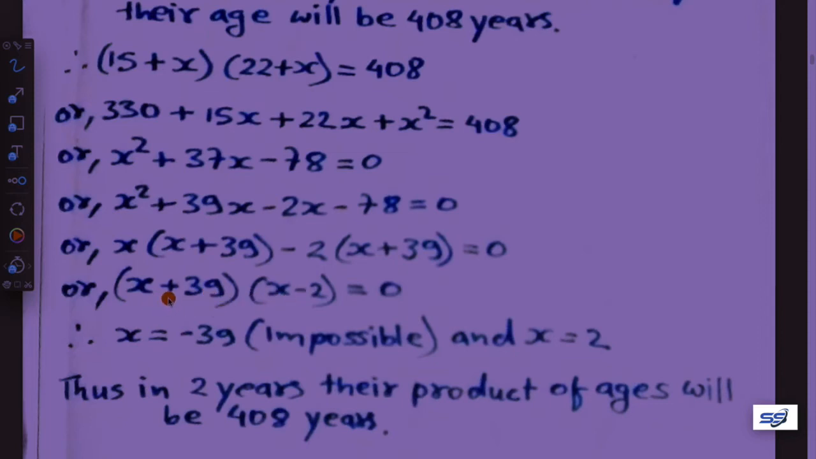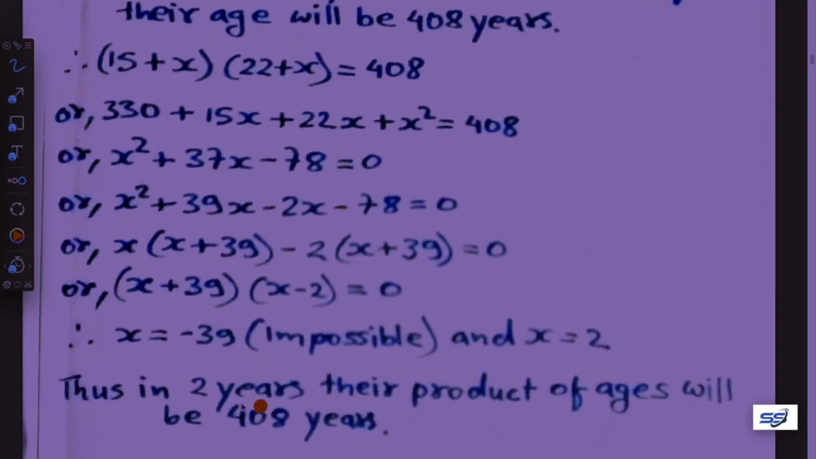From the first factor we can say that x equals minus 39, but the number of years shall not be in minus. So if our value of x is in minus, that should be neglected. It means it is impossible. From our next factor, x minus 2 equals 0, therefore x equals 2. Now 2 is positive, so 2 is our right answer.